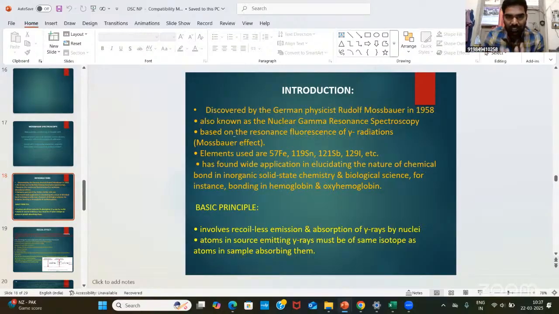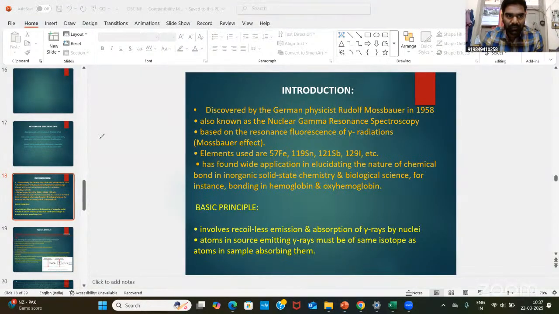So when we give energy to a ground state electron, what happens? It absorbs the energy and goes to the excited state, and it won't stay there for a long time. It will come back to the ground state, the stable state, isn't it? While coming to the stable state, it releases some amount of energy in the form of gamma radiations. That is studied in this Mössbauer effect.